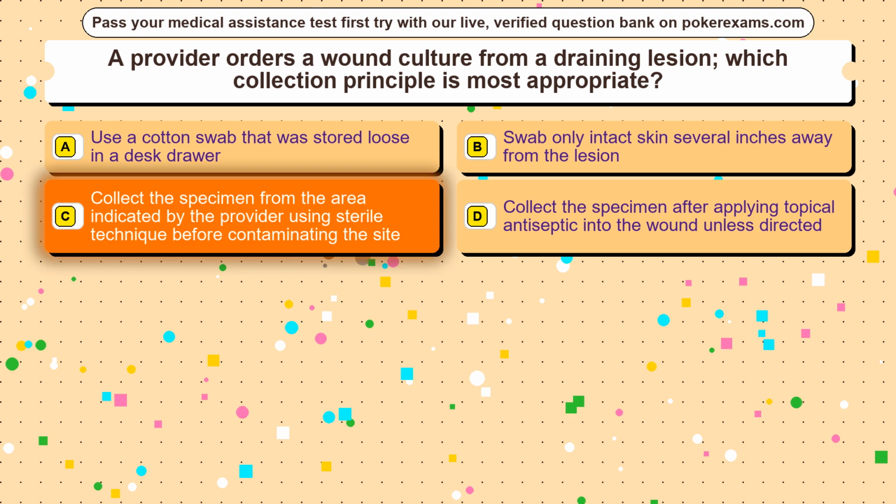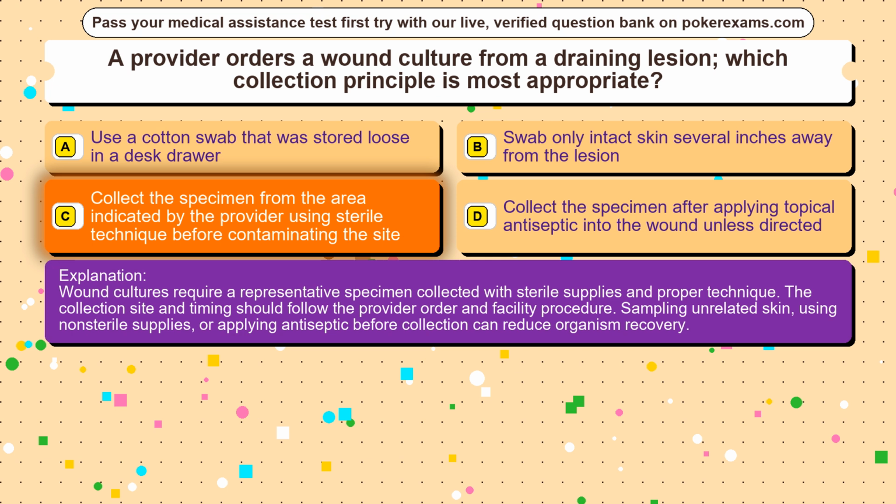The correct answer is option C, collect the specimen from the area indicated by the provider using sterile technique before contaminating the site. Wound cultures require a representative specimen collected with sterile supplies and proper technique. The collection site and timing should follow the provider order and facility procedure. Sampling unrelated skin, using non-sterile supplies, or applying antiseptic before collection can reduce organism recovery.